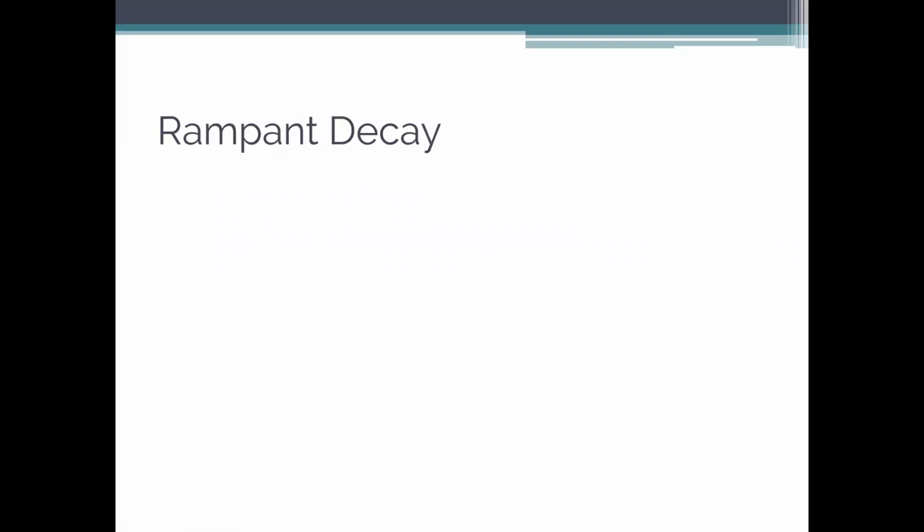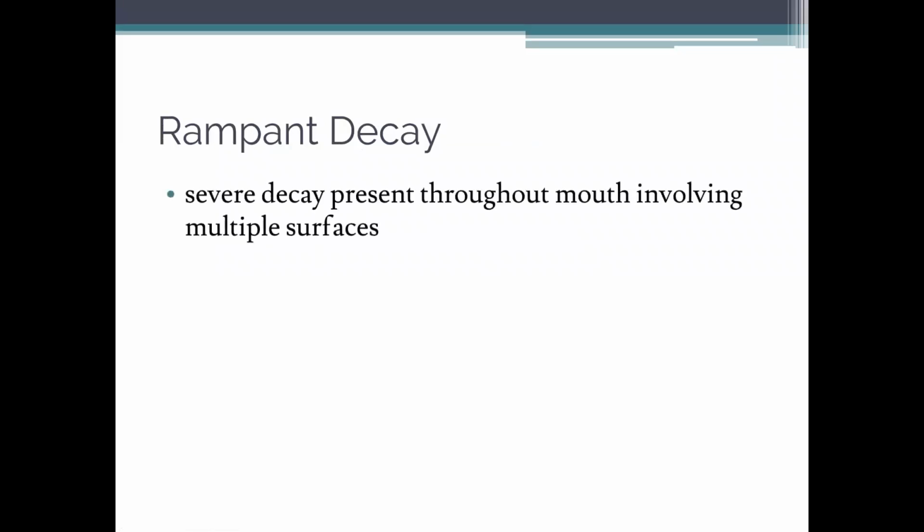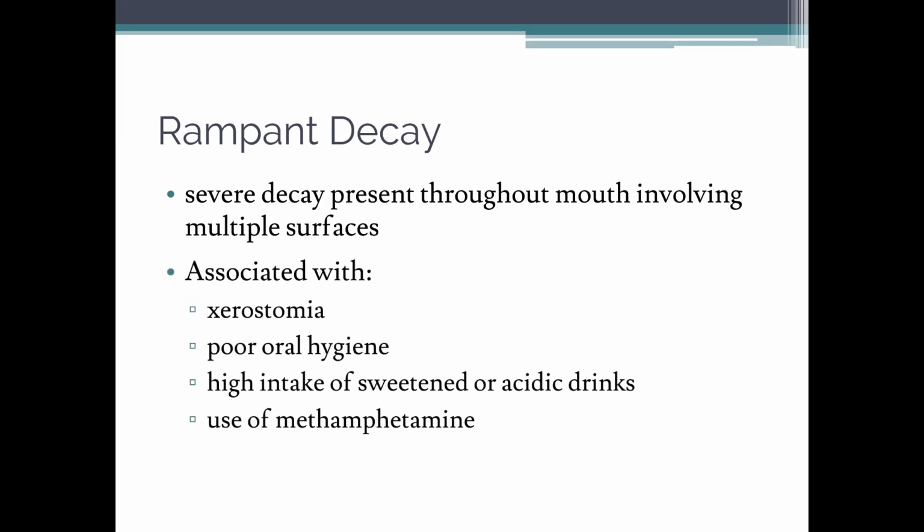Rampant decay, this is what that student would call rottenness. Rampant decay is severe decay that involves multiple surfaces. It may involve the mesial, the facial, the lingual, all right, or as you see shortly, a lot of surfaces. What we basically look at with rampant decay, we see it associated with very poor oral hygiene.